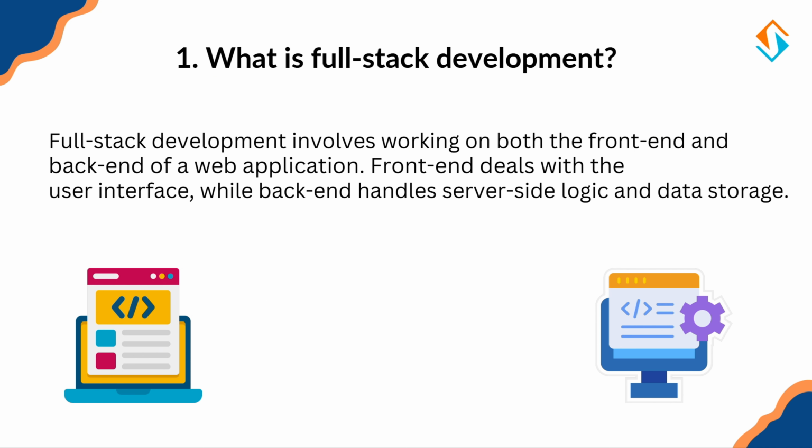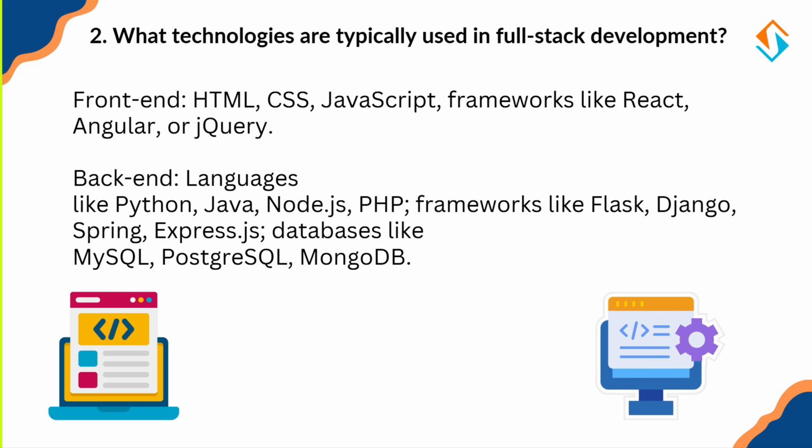What is full stack development? Full stack development means working on both the front end and back end of a web application. The front end is what users see and interact with: the UI, buttons, forms, and overall designs. The backend is the behind the scenes magic, handling data, processing requests, and ensuring everything functions smoothly. A full stack developer is someone who can work on both ends and bridge the gap between them. Okay? So, friends, now let's come to the next question.